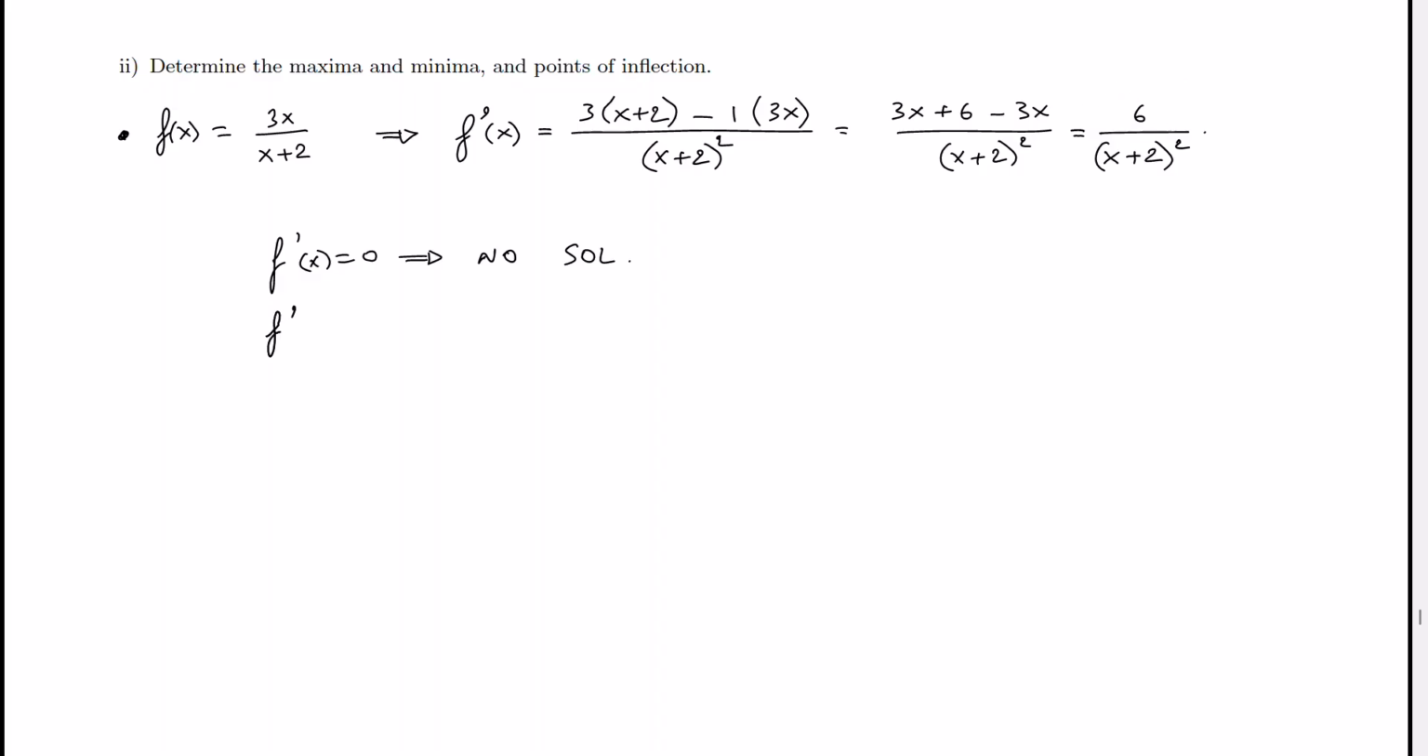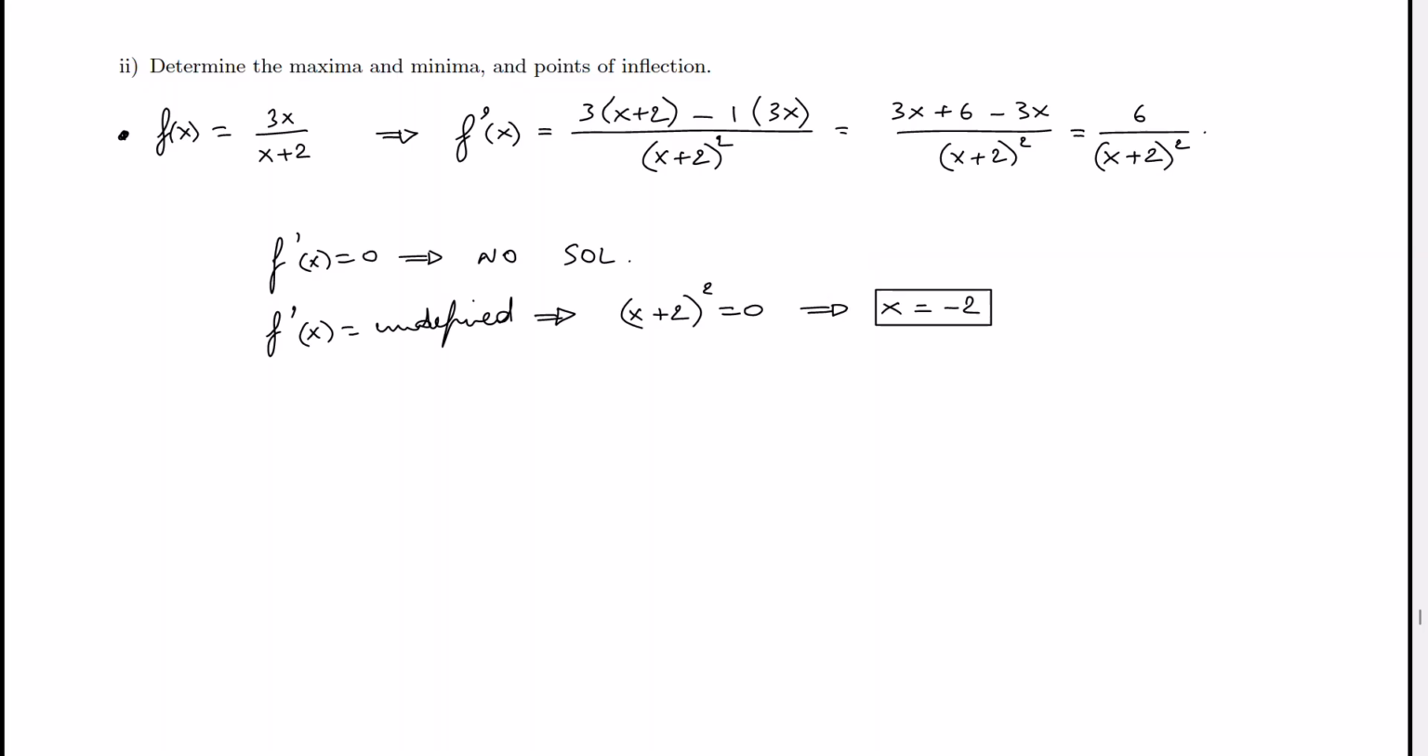Now, what about the denominator? What makes the function f prime of x undefined? So to figure out what makes the function undefined, you'll take the denominator and you'll set it equal to 0. But that implies again that x has to be negative 2. So negative 2 is the only critical value.